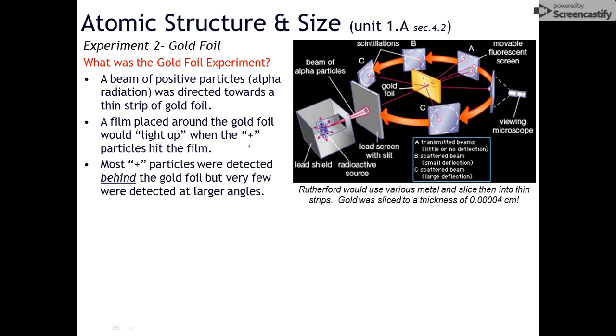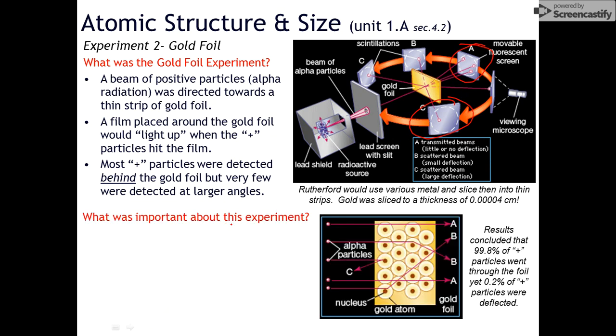He found that most of the particles hit really directly behind the gold foil, right? Like Thomson identified, the atom is probably mostly empty space. But few were detected at angles, and some at really large angles, being deflected, right?